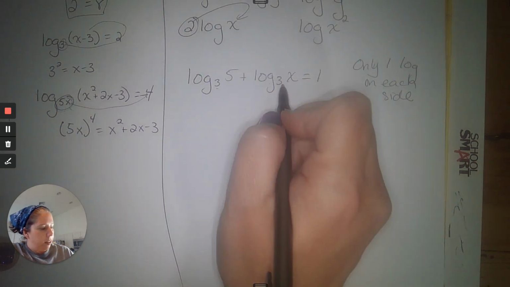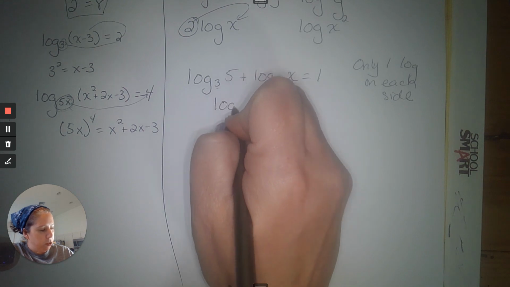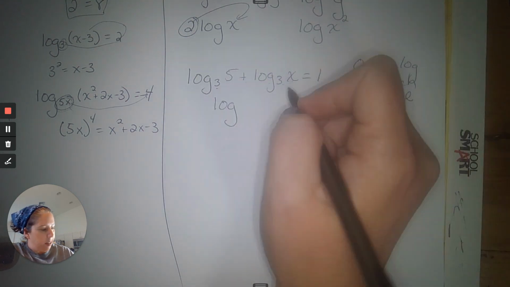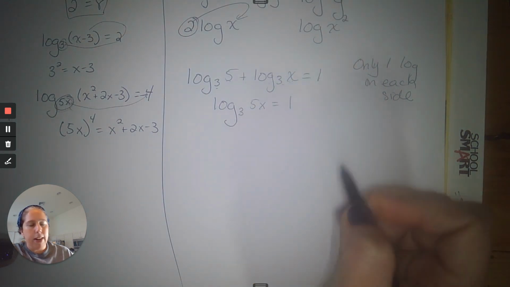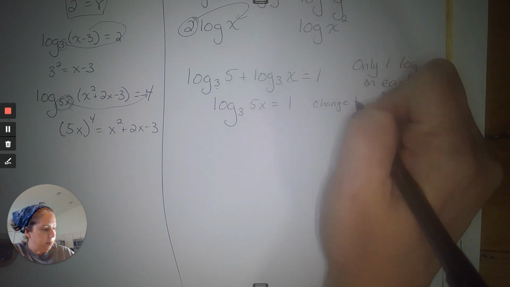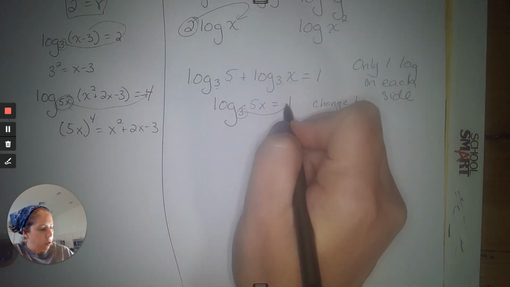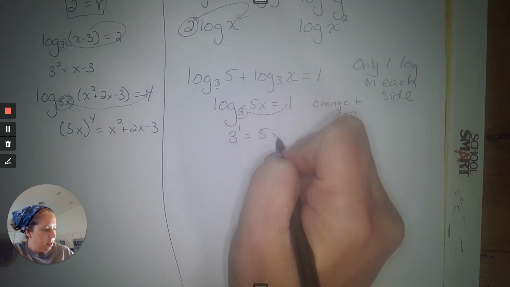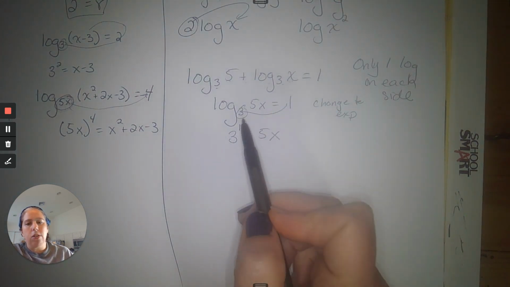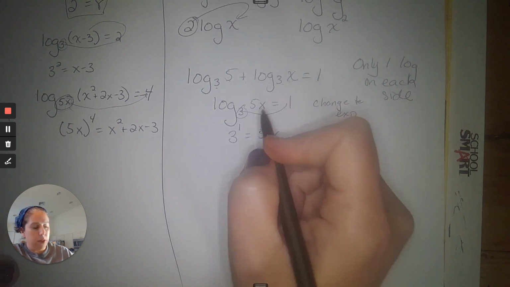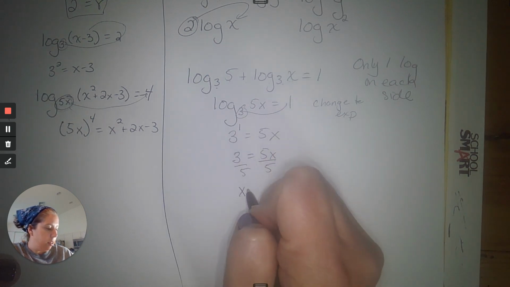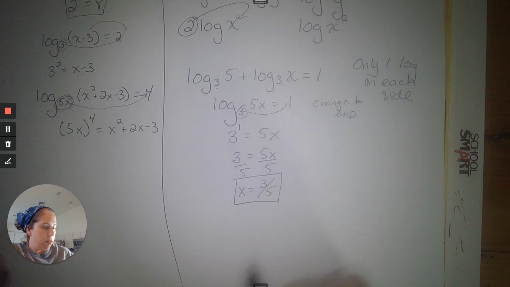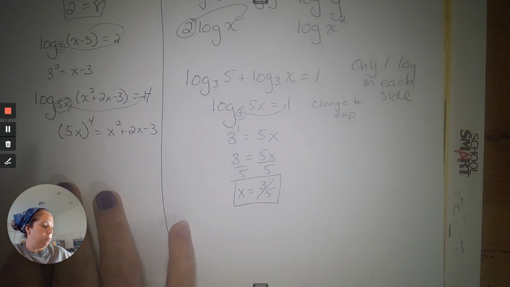All right, so they got the same bases. There's a plus sign, so we're going to multiply them. So the first thing you want to do is write them as a single log. Okay, so this would be log base 3 of 5x equals 1, right? Now change it to an exponent. All right, so 3 to the first power equals 5x, right? Now, as long as there's not an exponent up here, guys, you're just going to do the math. So 3 to the first would be 3 equals 5x, divide by 5, so x would be 3/5.